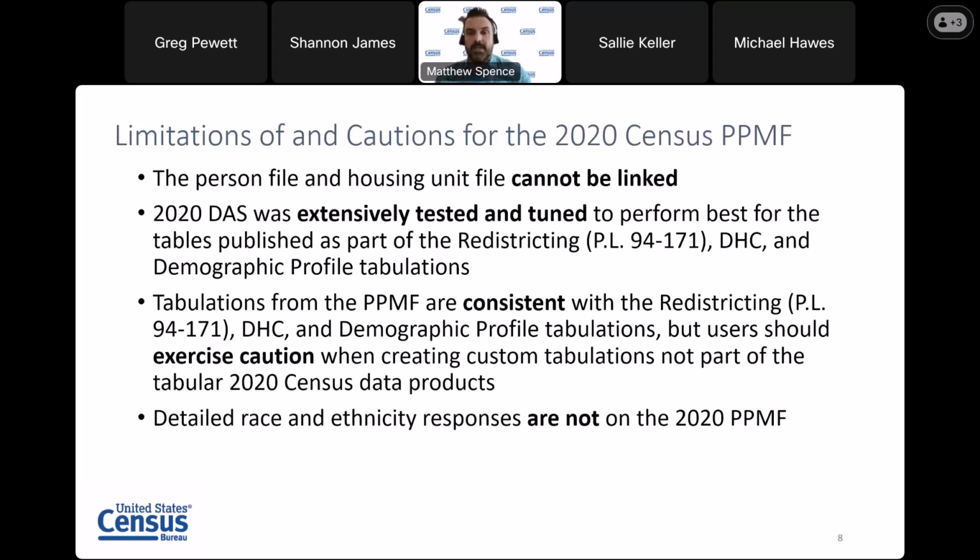Now, because of this testing and tuning, and because the PPMF, again, think of a giant Excel spreadsheet where every row is a person. And we're going to take a look at this in a little bit. But imagine every row is a person, and then every column is information about that person. Well, we can use that microdata file to do our various tabulations.